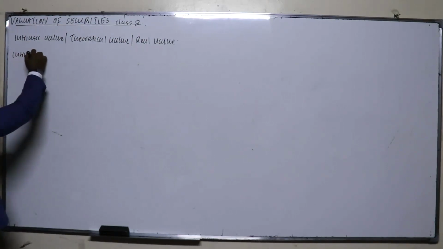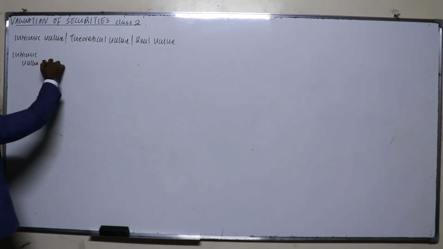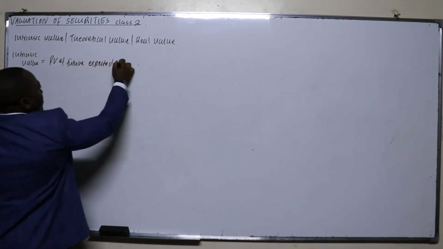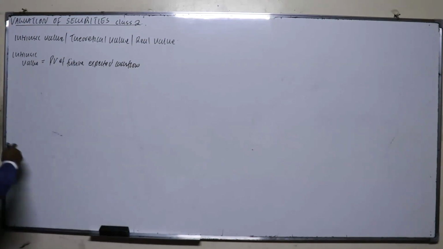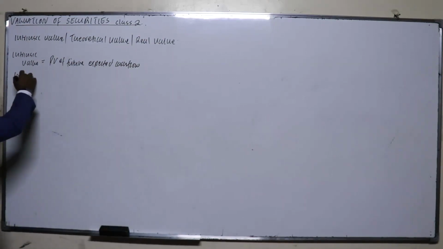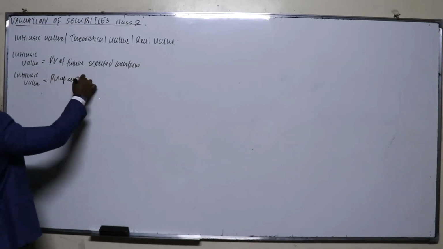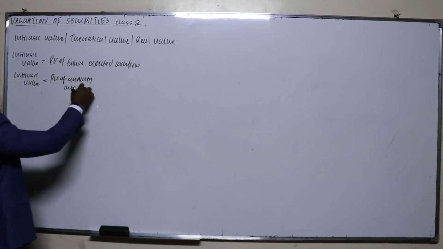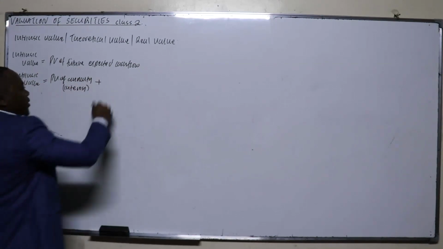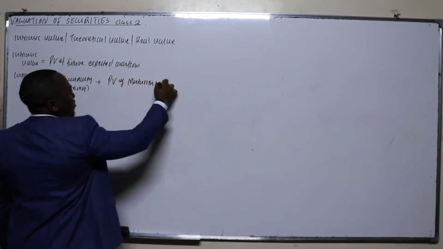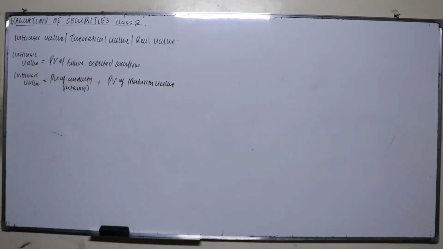And we discussed how we value mostly the debt security. To determine the intrinsic value, mostly for the debt, it's all about taking the present value of the future expected cash flows. What does that mean? For example, in case it's a debt, to get the intrinsic value, you'll take the present value of an annuity, and mostly for the debt, it attracts the interest. Then you add the present value of the maturity value. As simple as that. So that was discussed in the last session.